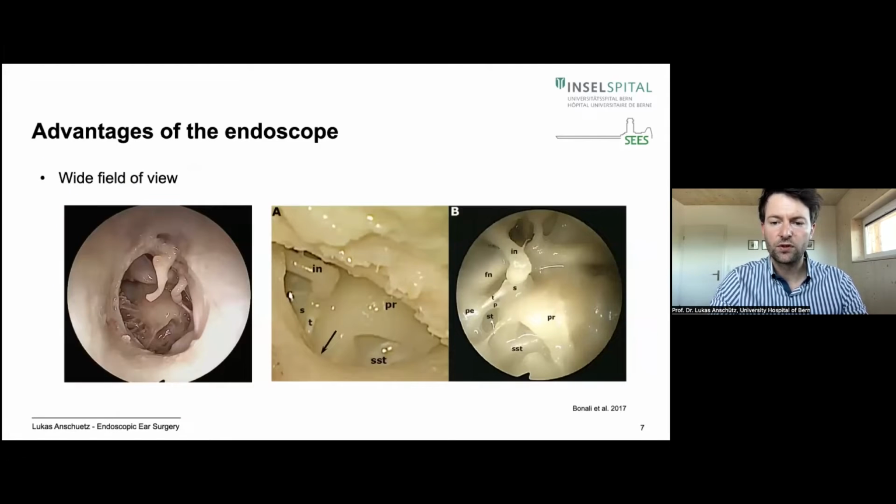Okay, so if you look at the advantages, of course, wide field of view. You can see here, this is just a 0-degree lens, a regular lens that we use. You can see the whole annulus in an anatomical specimen, and you can see the whole middle ear in just one view. And if you compare in the same specimen, you can see the microscopic view from a retroauricular approach, and this is the endoscopic view. You can see the topography of the anatomy is very well depictable with the endoscope.